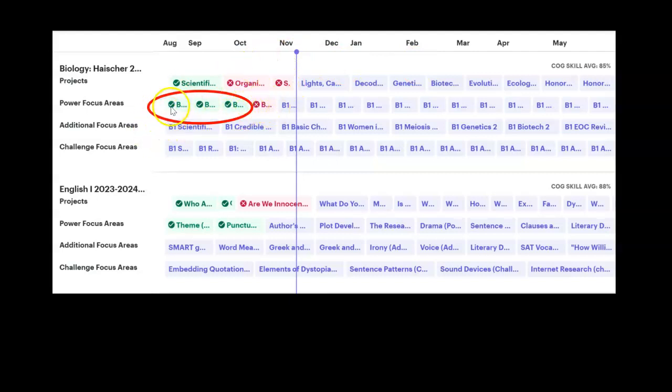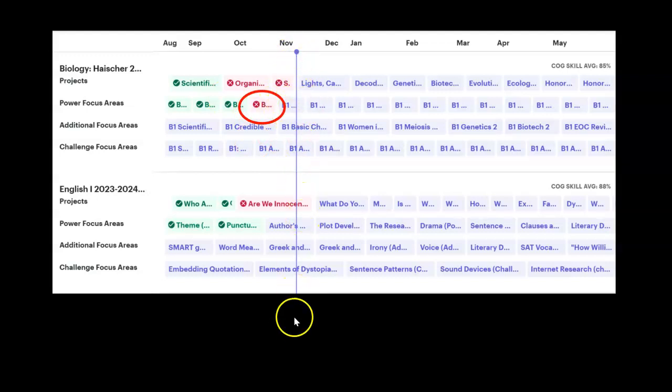power focuses. So the student has completed 3 of their power focuses. Yeah, good job, student. However, they have 1 power focus they need to complete so that they're no longer behind. And this power focus right here is the one they're currently working on.